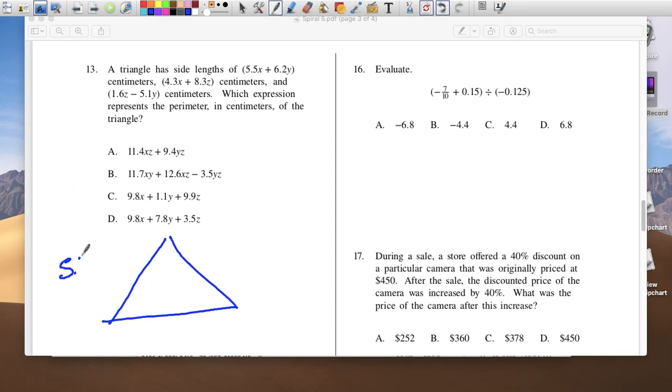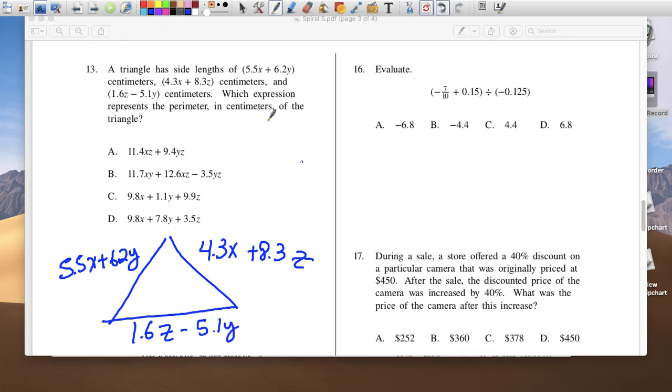And this one is 5.5x plus 6.2y. And this side is 4.3x plus 8.3z. And the last one is 1.6z minus 5.1y. So what I can do here is combine all the like terms.